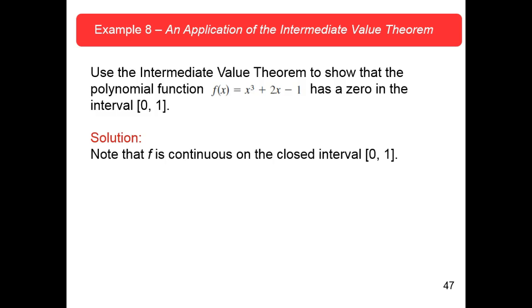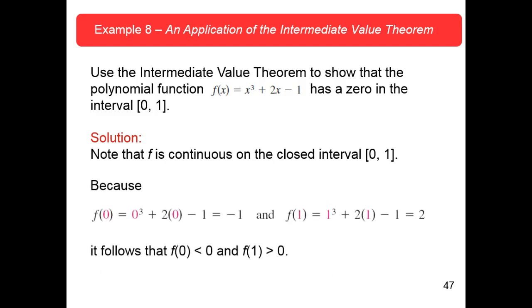Note that f is a continuous function on that closed interval. In fact, it's a continuous function everywhere. All real numbers, that's a continuous function. Okay, specifically between 0 and 1. And f of 0 is negative 1. F of 1 is 2. It follows that, since f of 0 is less than 0 and f of 1 is greater than 0, there's got to be some point in between 0 and 1 where it's exactly, precisely 0. Maybe more than 1, but there's got to be at least 1, because it's a continuous function on a closed interval.